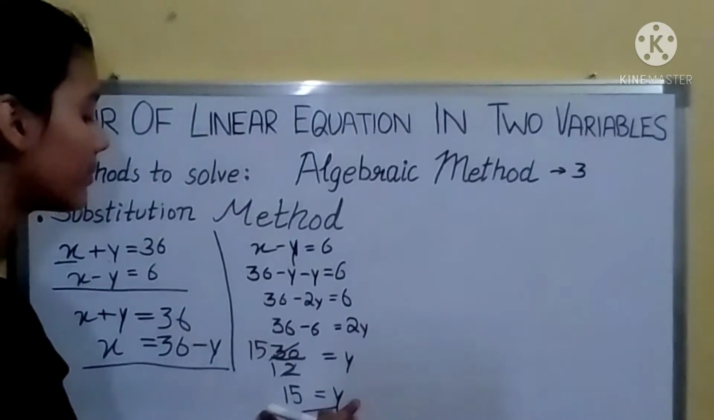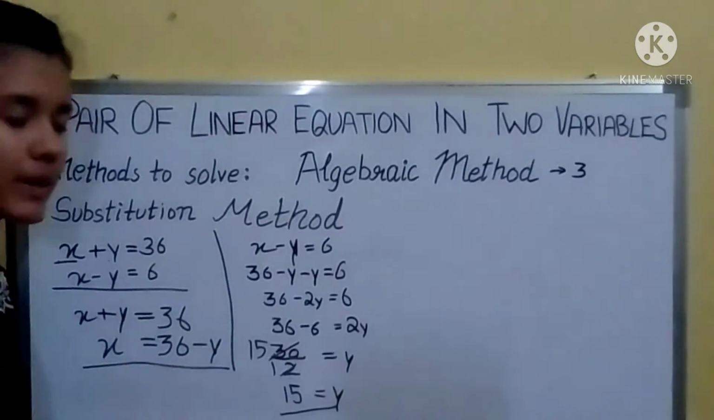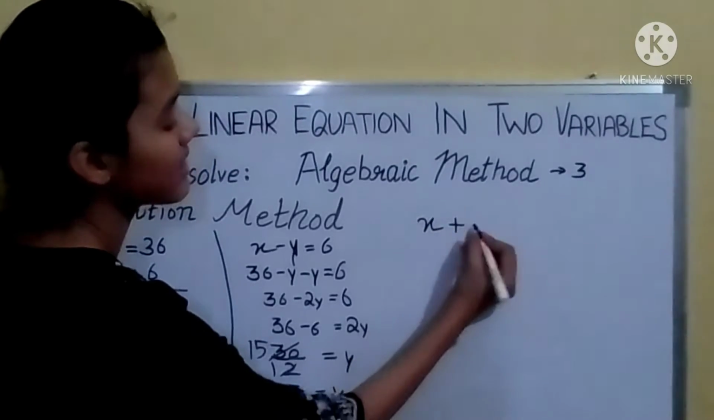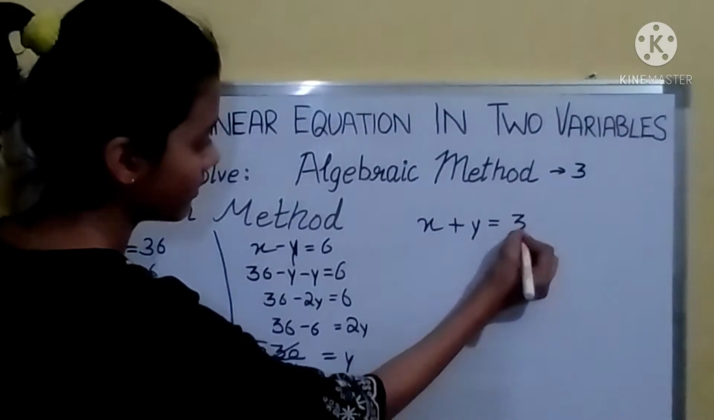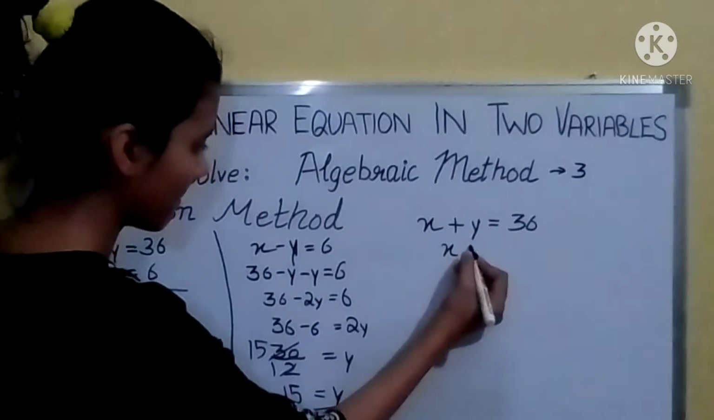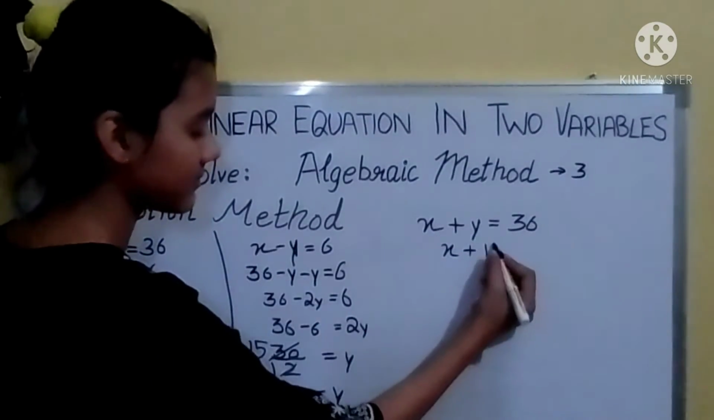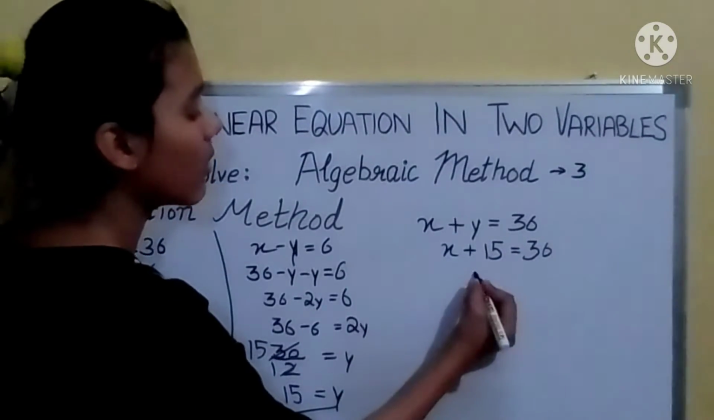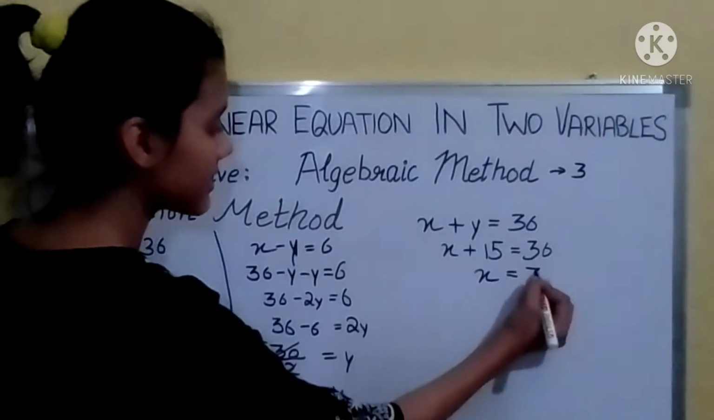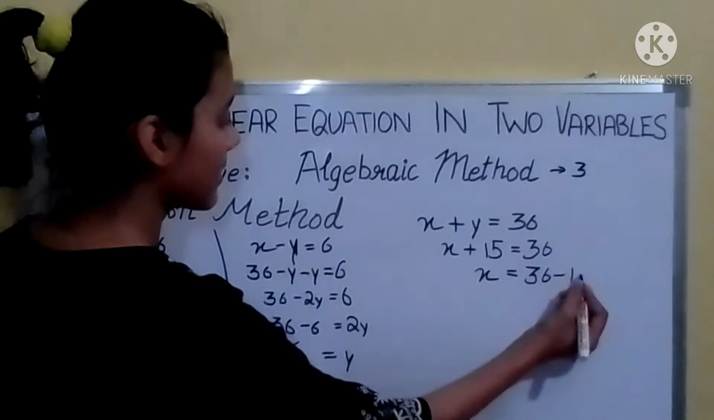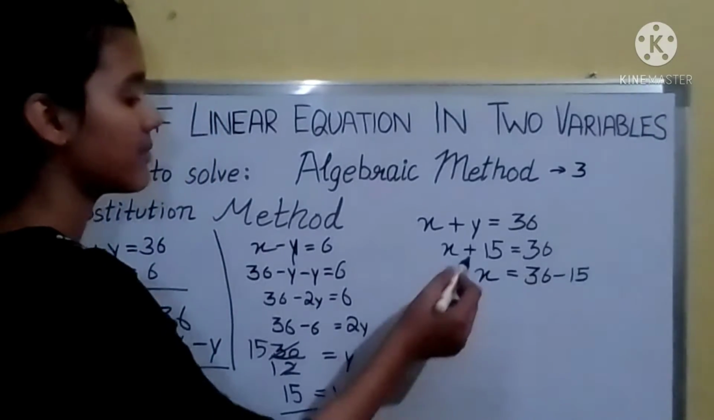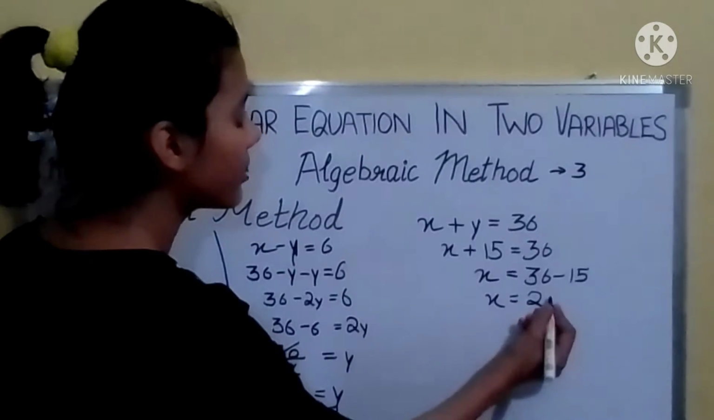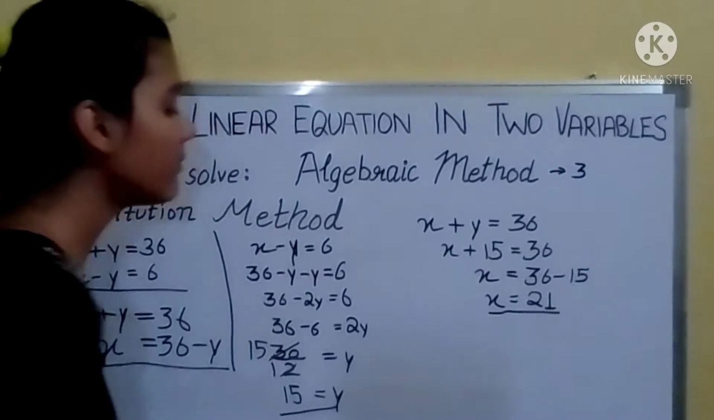Now we will put the value of y in any of the equations. So let's see in the first equation only. x plus y is equal to 36. x plus 15 is equal to 36. Now x is equal to 36 minus 15. Here it was positive, here negative. So x is equal to 21. Now this is the correct value of x.